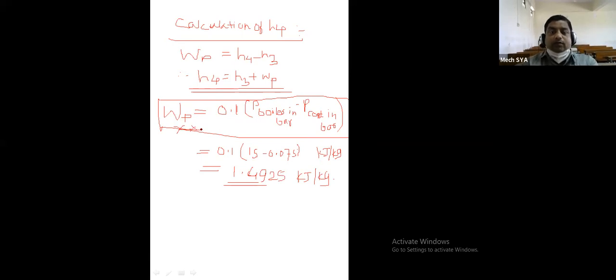W pump work is equal to what? 0.1 into boiler pressure in bar minus condenser pressure in bar. The pressures are already converted into bar, because for the steam table we need pressures in bar. So 0.1 into boiler pressure, which is 15 bar, minus condenser pressure, 0.075 bar, and accordingly we get the answer, 1.4925 kilojoule per kg.